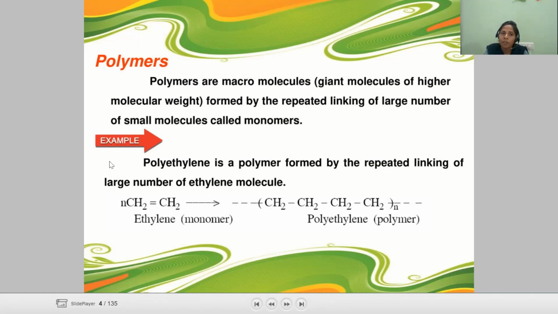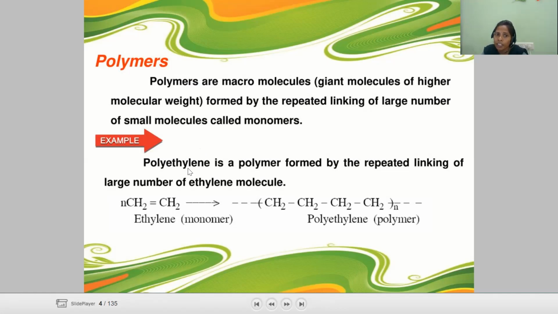One of the best, well-known examples of a polymer is polythene formation. Polythene is also called polyethylene. Polythene is the regular name. Polyethylene is a polymer which is formed by the repeated linking of a large number of ethylene molecules. How is polyethylene forming? When a large number of ethylene molecules combine, we get polyethylene.